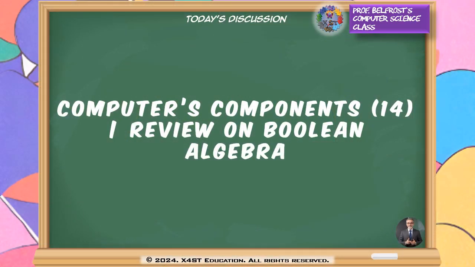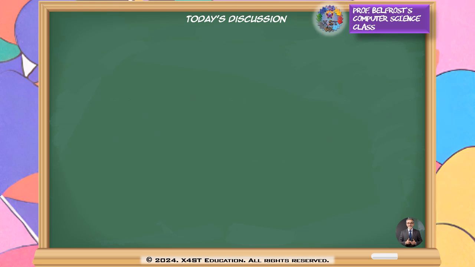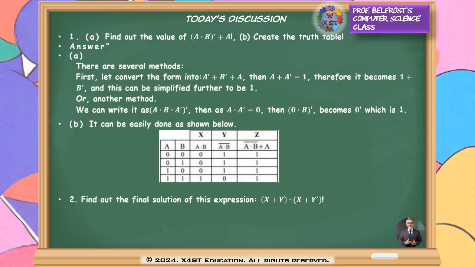So we will review some problems with Boolean algebra. This is not very difficult actually. Number one, find out the value of the expression, then create the truth table. To answer, easy. There are actually several ways.